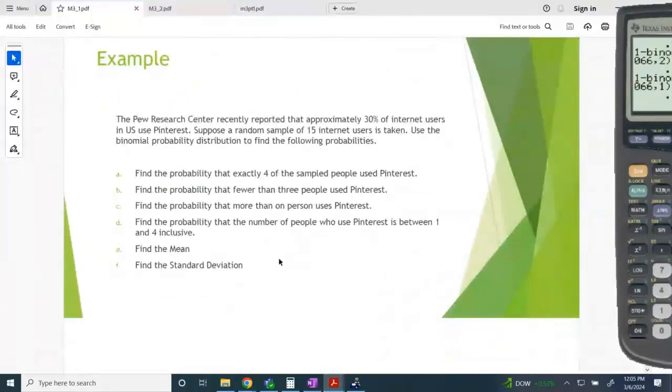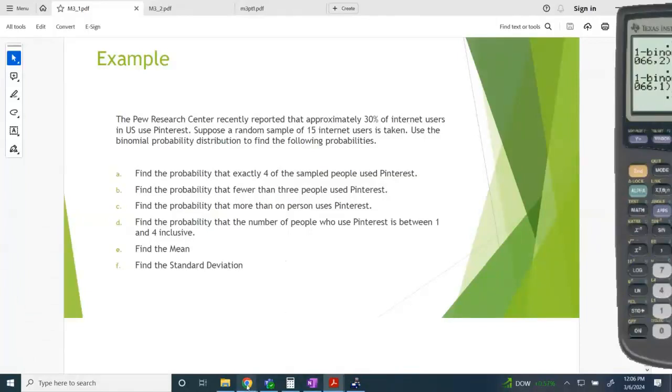All right, so this is actually what's on the slides. Now there is no answer key for the lecture notes, so we're going to go through these. It says the Pew Research Center reported that approximately 30% of internet users in the U.S. use Pinterest. Suppose a random sample of 15 internet users is taken. Use the binomial probability distribution to find the following probabilities.